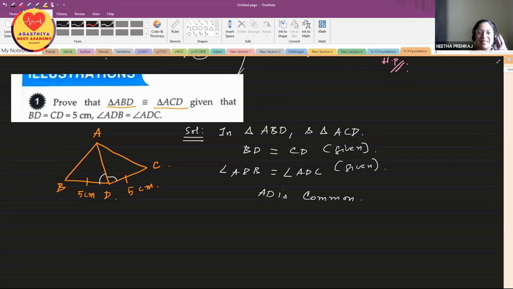Now, let's see who can say correctly: by what criteria are these two triangles congruent? See, guys, one thing is clear: RHS is only applicable to right angle triangles. In this, which one is a right angle? They are not right angle triangles. How can you use that criteria?